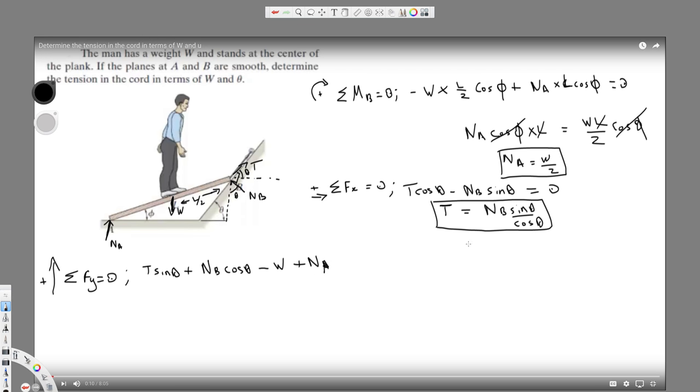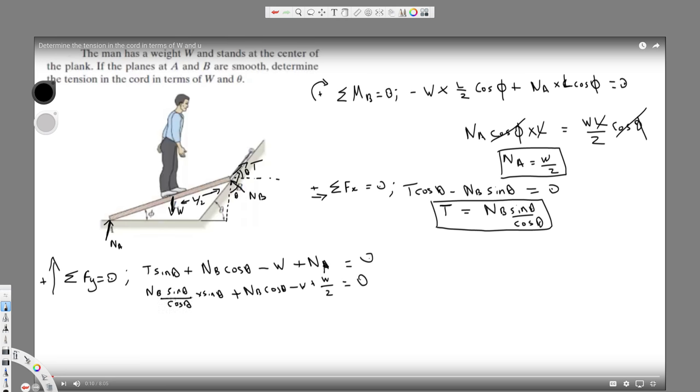Since we have this information right here, let's see what we can replace. We have T equals Nb sine theta over cos theta. I want to replace T with this one. So it's going to be Nb sine theta over cos theta multiplied by sine theta, and plus we have Na. I can plug in for that one. Let's copy the same Nb cos theta, minus W. Na is going to be W by 2, right? Equal to 0.